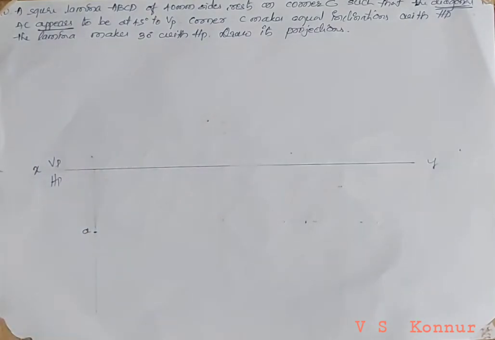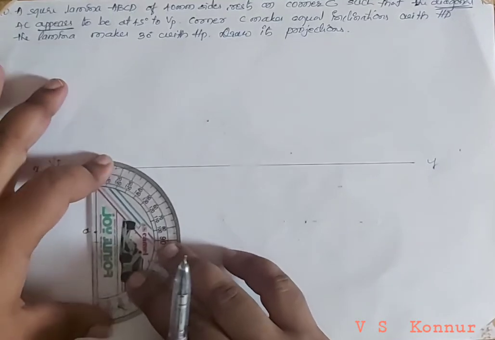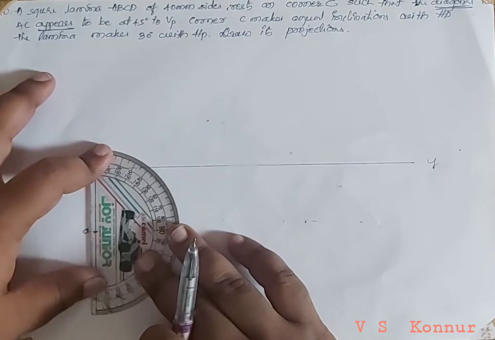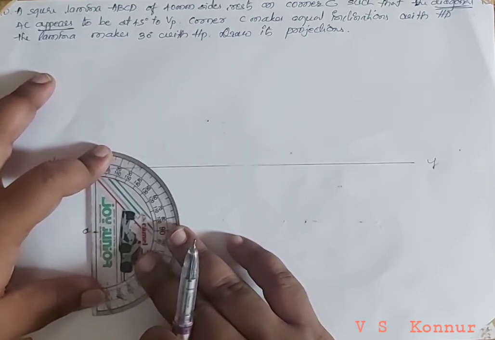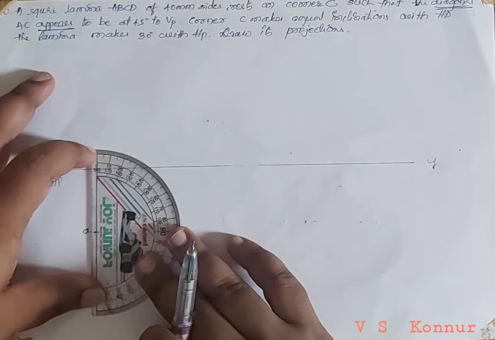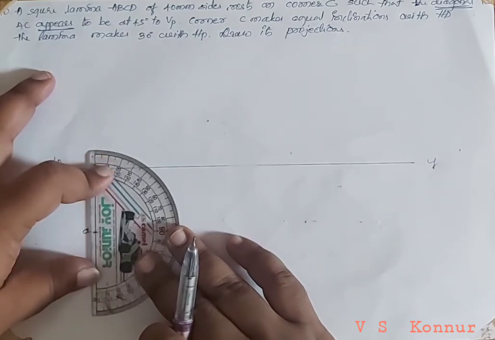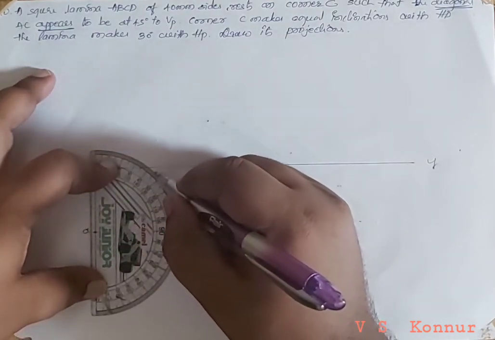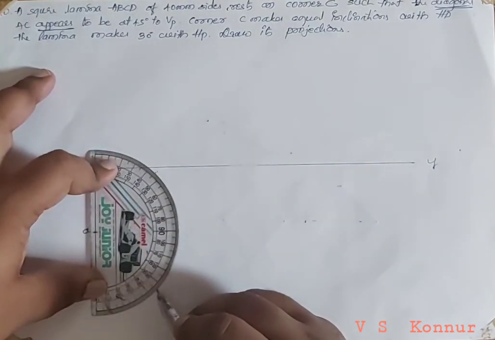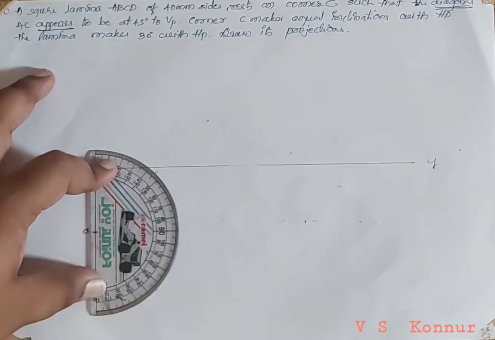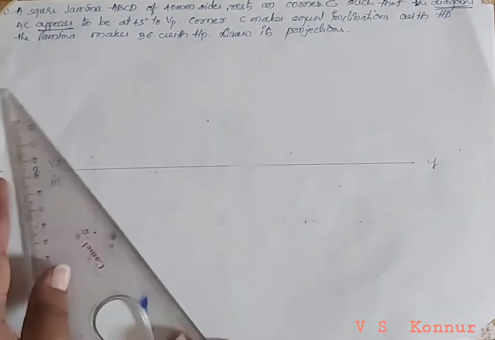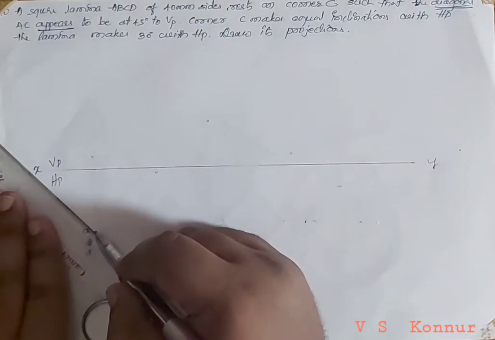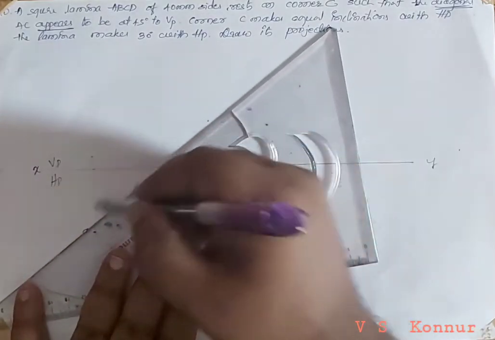From here we should take 45 degree line on either side. So draw a vertical line, take 45 degree line on either side. So 45 degree on either side. Then draw a line. With thin line you have to extend on either side.